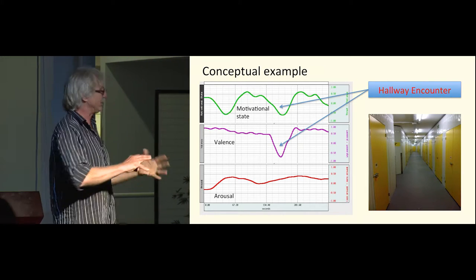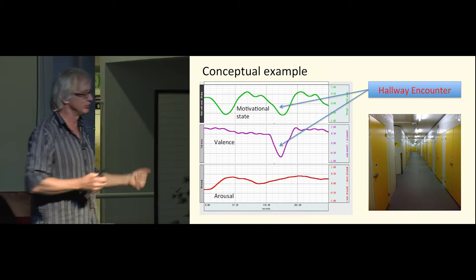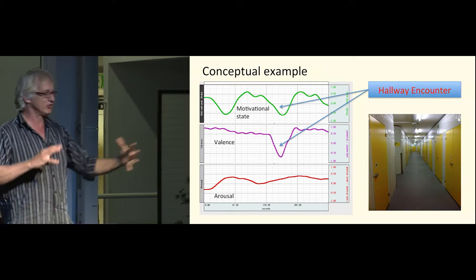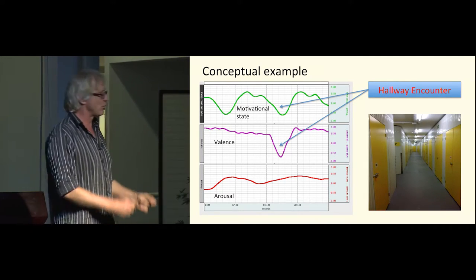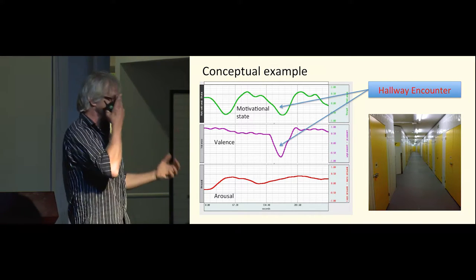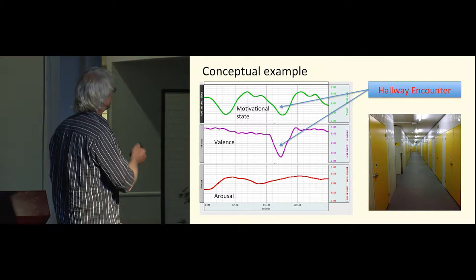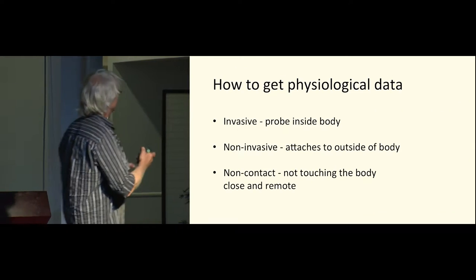And if the computational framework was aware of that, it would say, oh, well maybe what we can do from a computational point of view is maybe we shorten the hallway, or maybe we change the door color, and the computer could run through some iterations that would result in maybe a little bit less of an unpleasant experience. So anyway, how to get physiological data.